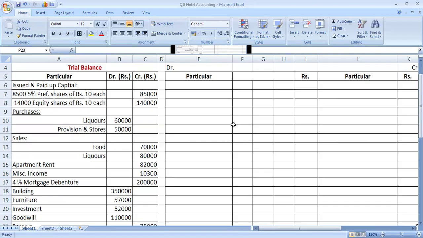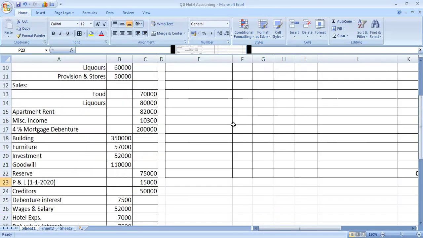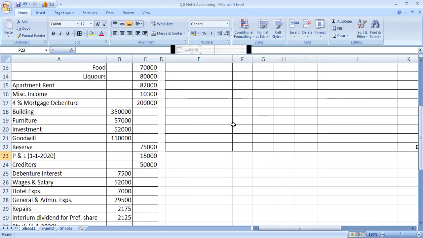Next, under the heading of purchases, liquor debit side 60,000, provision and stores debit side 50,000. Next item, under the heading of sales, food 70,000, liquor 80,000. Apartment rent 82,000, miscellaneous income 10,300, 4% mortgage debenture 2 lakh. This 4% mortgage debenture is the hidden adjustment. It should be taken under the heading of secured loan, balance sheet liability side.